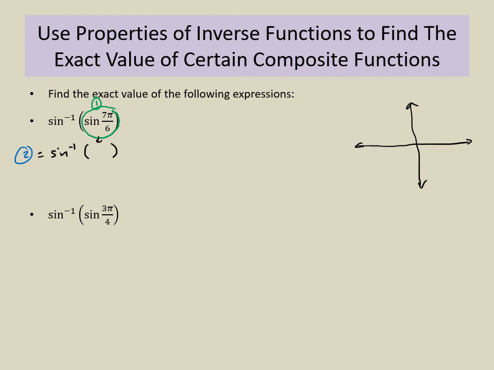Okay, once again, where is 7 pi over 6? Well, 6 pi over 6 is pi, which is right here. So 7 pi over 6 is going to be one more there. So this here is the angle 7 pi over 6. What is the reference angle for that? The reference angle is pi over 6.